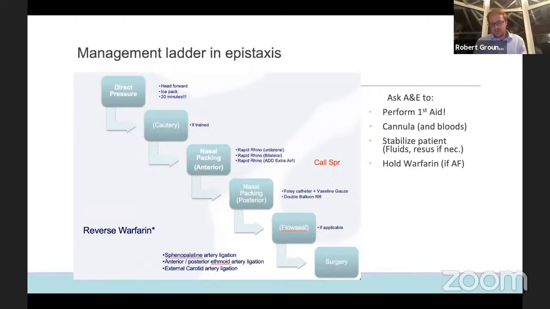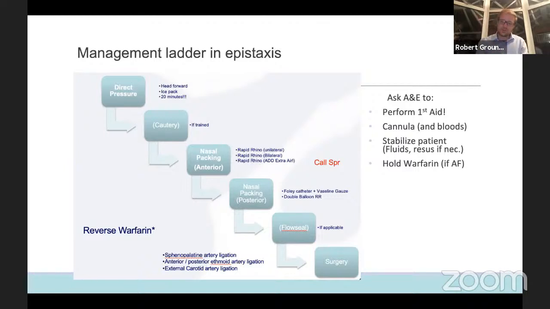If you've got an anterior bleed from Little's area, which is almost certainly what we have in most cases, then cautery is perfectly reasonable, and many GPs are doing this now, which is brilliant. We encourage that. Obviously in A&E, some A&E staff are trying to do the same, and it's a nice little skill. If you've ever done an ENT job, it's really good to get your hands around.